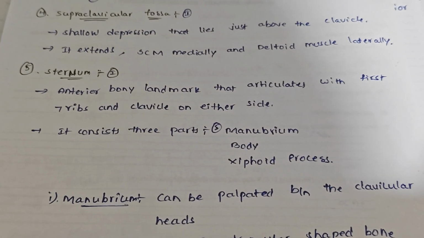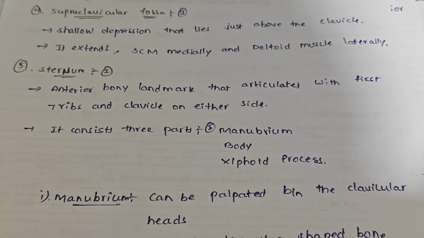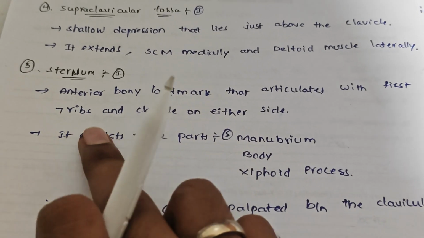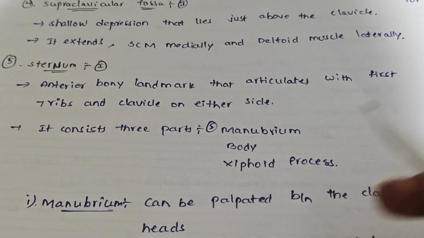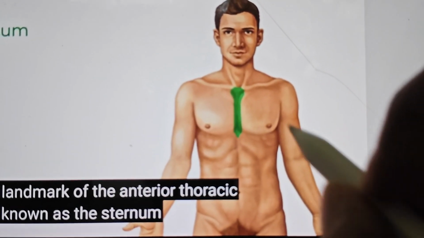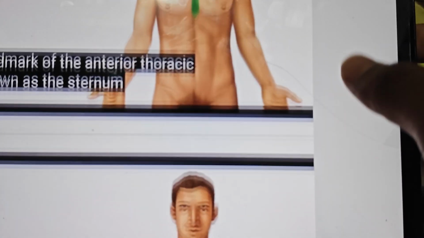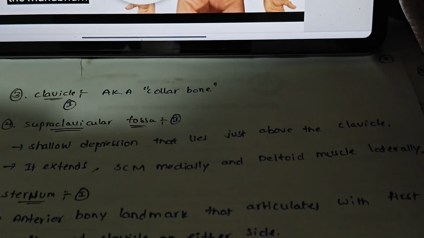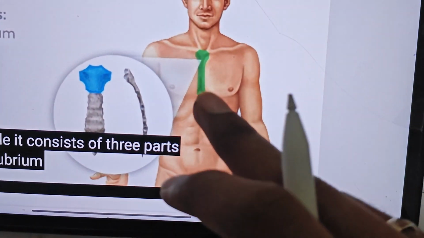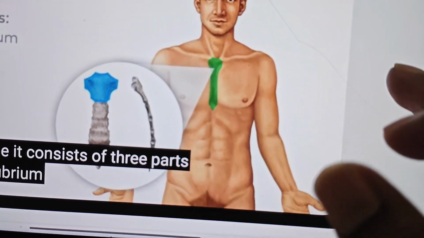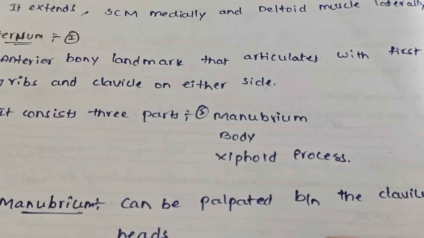Our next surface landmark is the sternum, which is very important. Sternum is an anterior bony landmark that articulates with the first 7 ribs and clavicle on either side, and it consists of 3 parts: manubrium, body and xiphoid process. The highlighted one you see is the sternum. It is located anteriorly, and it articulates with 7 ribs and clavicle on either side, meaning both sides. This sternum consists of three parts: manubrium, body, and xiphoid process.